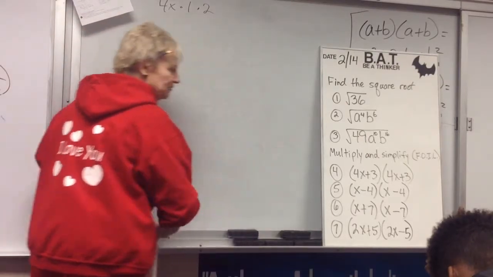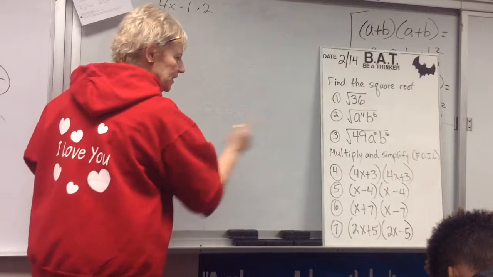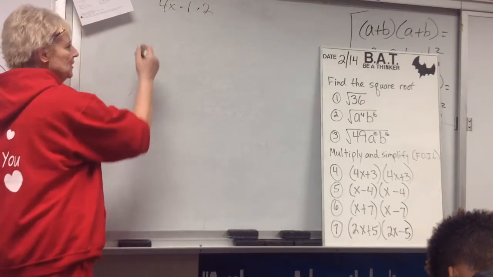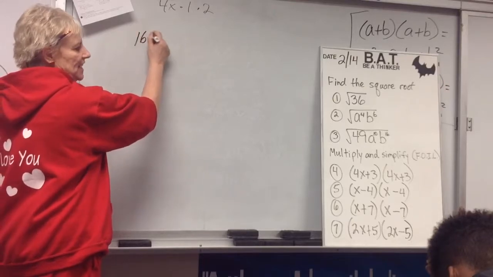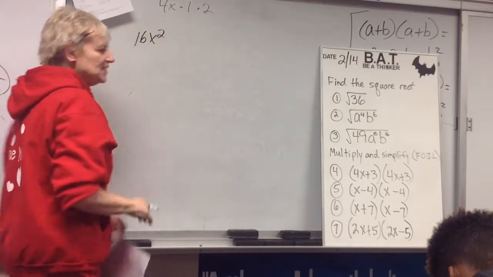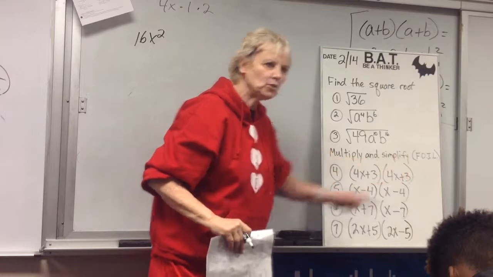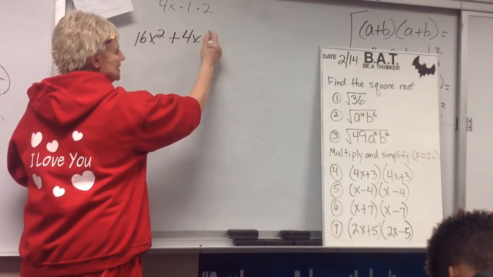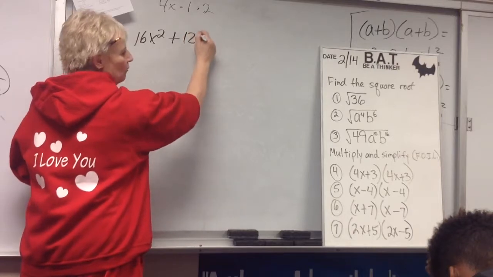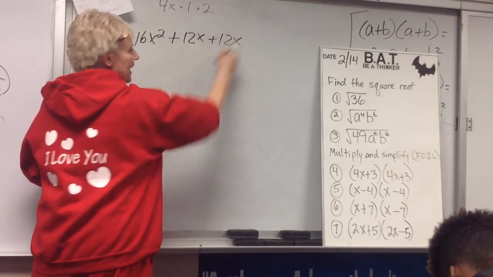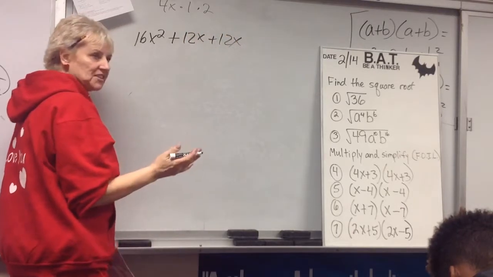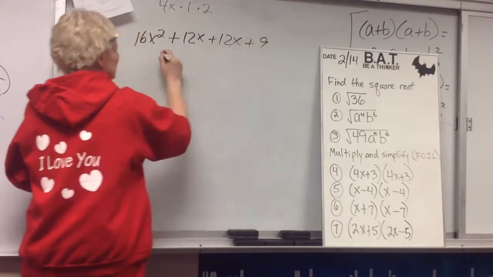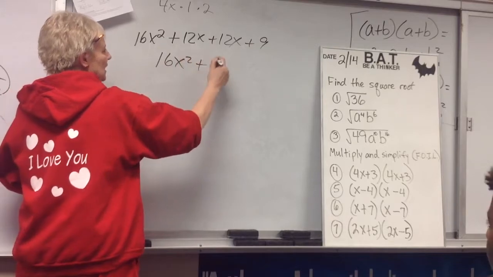Let me just show you real fast what I was talking about. Look at number 4 on your back. If you multiply it out, you get 16x squared. And since this is the same thing twice, you're going to get the same middle term twice: 12x and 12x. Always. And then the last term is 9. So your final answer.